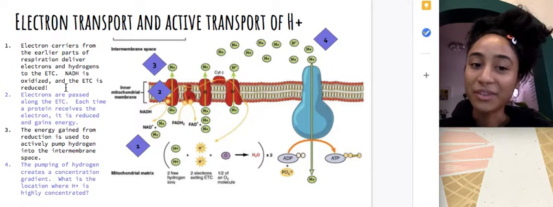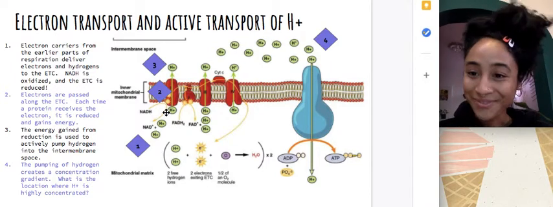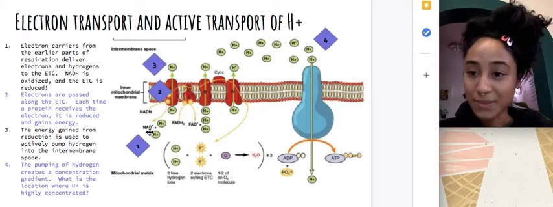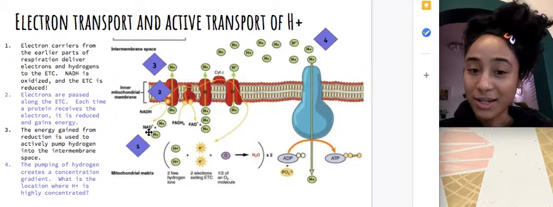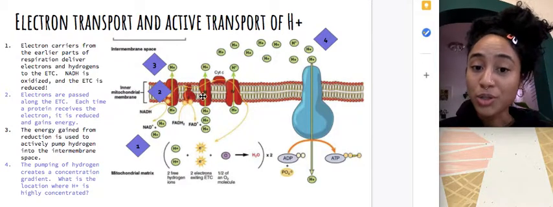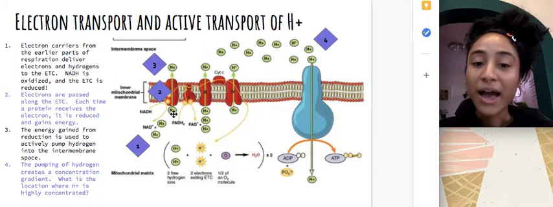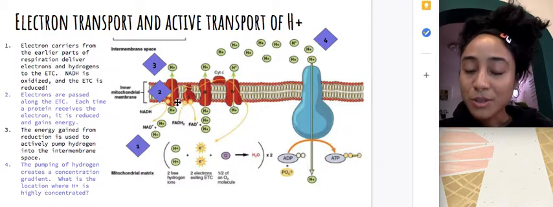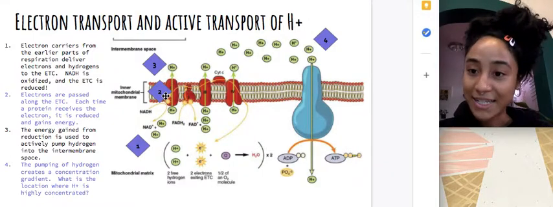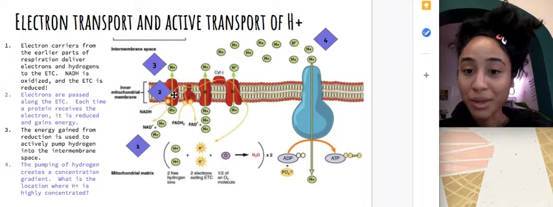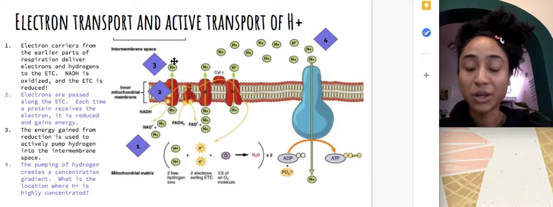NADH is oxidized and the electron transport chain is reduced. Very cool, right? So we see NADH here. We see this arrow. NADH is getting converted into NAD+. So NADH is getting oxidized into NAD+ because it's losing electrons. Those electrons are going to the electron transport chain, and the hydrogen ions are going into the matrix of the mitochondria. As soon as this first protein of the ETC receives the electron, it now has energy to pump the hydrogen from the matrix to the inner membrane space.